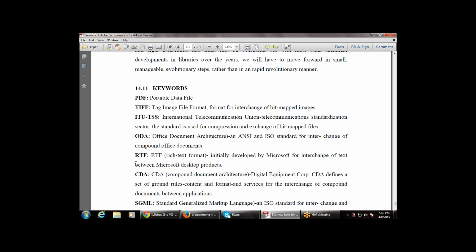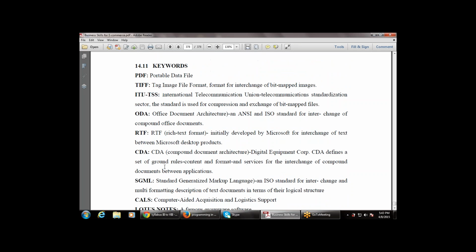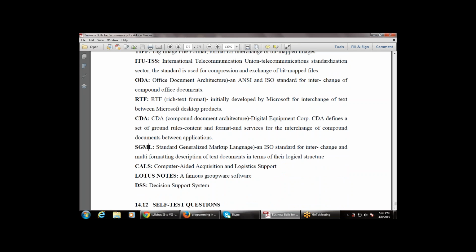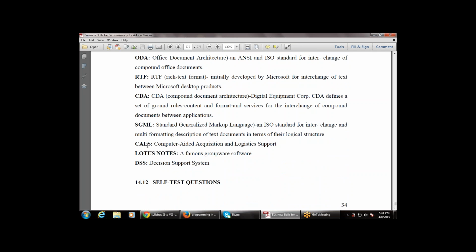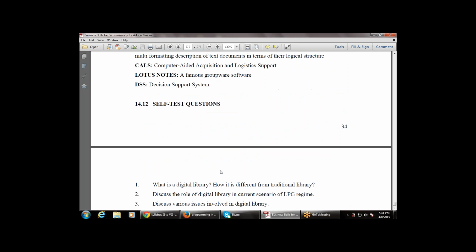Then RTF, that is Rich Text Format. Then CDA, that is Compound Document Architecture. Then SGML, that is Standard Generalized Markup Language. Then CALS, that is Computer Aided Acquisition and Logistics Support. Then Lotus Notes, a famous groupware software. Then DSS, that is Decision Support System.